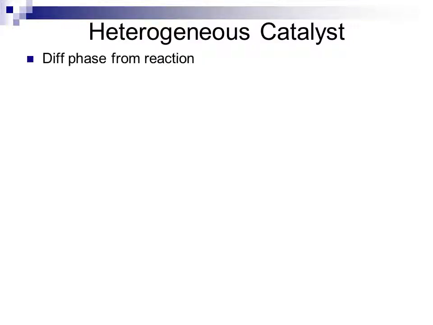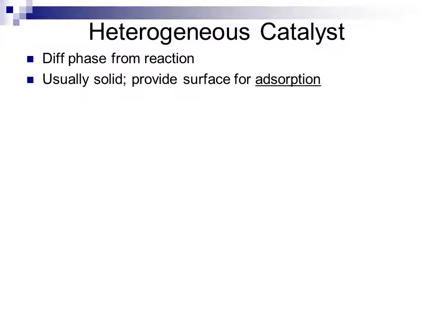Heterogeneous catalysts occur in different phases from the reaction system. Usually heterogeneous catalysts are things like solids. They provide a surface for adsorption. Now, adsorption is different from absorption. Adsorption refers to something sticking to the surface, where absorption is being soaked in.